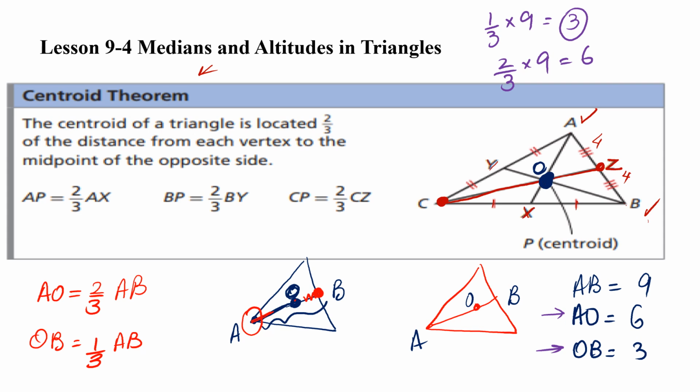Now I want to ask you another question. What is the relationship between AO and OB, meaning the line which is coming from the vertex?